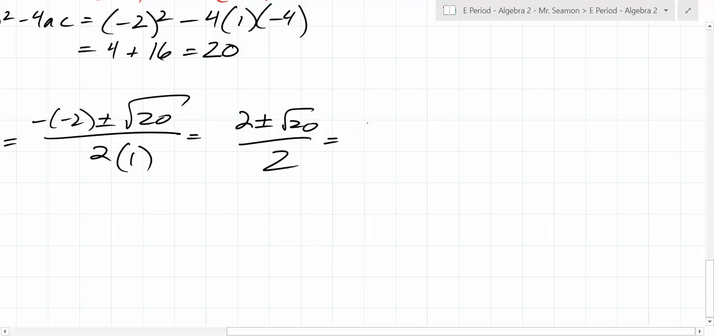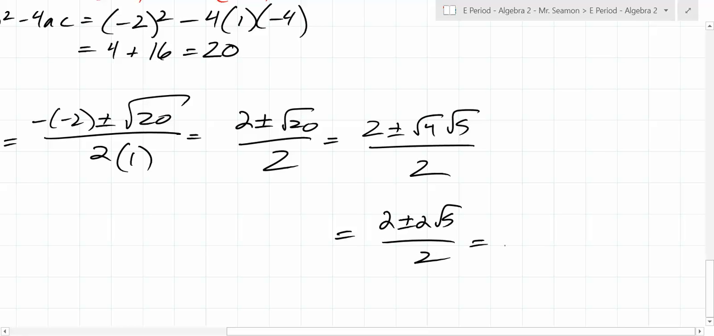No, because root 20 is the same thing as root 4 times root 5. So that's going to be... Oh, I see what I did. Oh, good. So what's that going to be? 1 plus or minus root 5. Done. Could you subtract the 1?